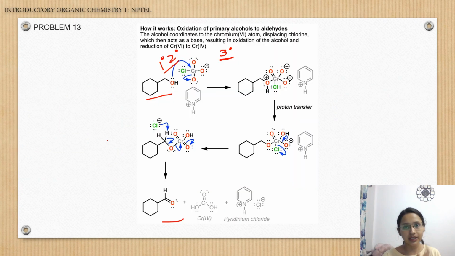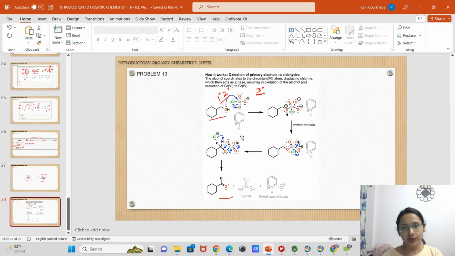This is the particular mechanism for PCC. Okay, so I hope today's lecture is clear to all of you, and I'm just closing the session now. I'm done for today. So this is it for today, guys.